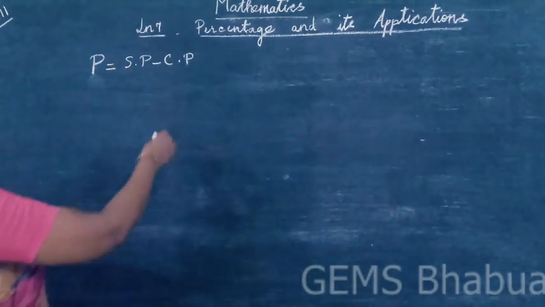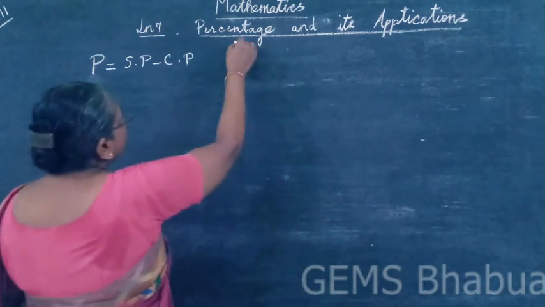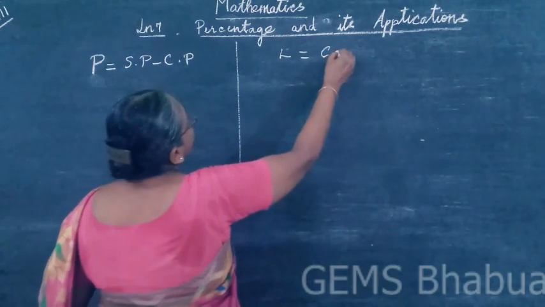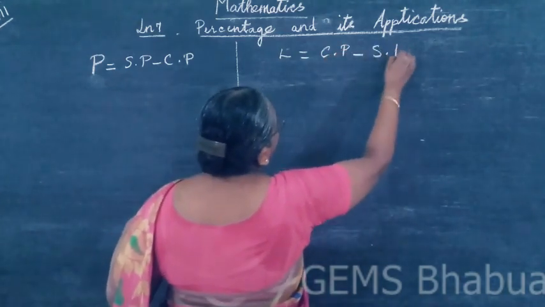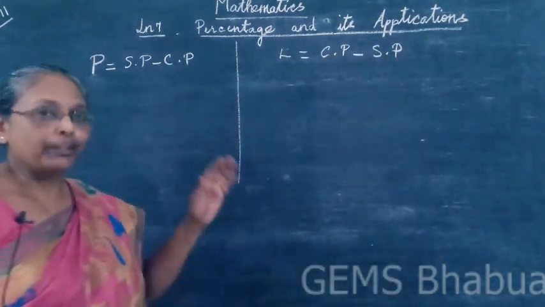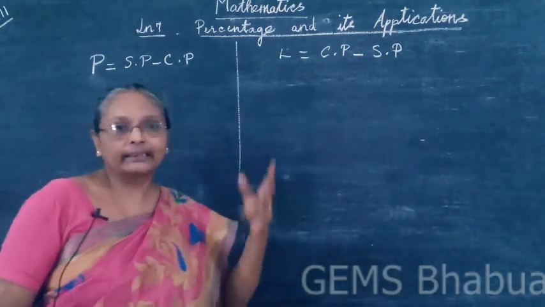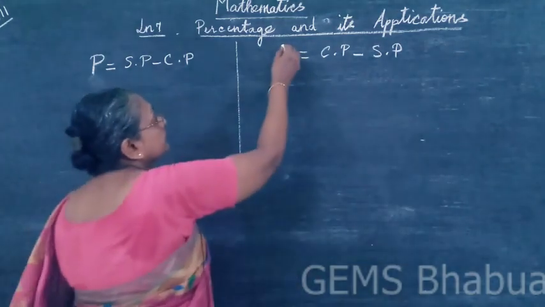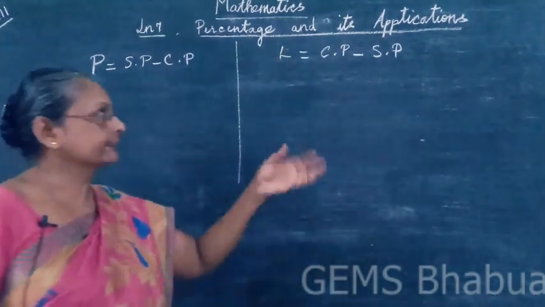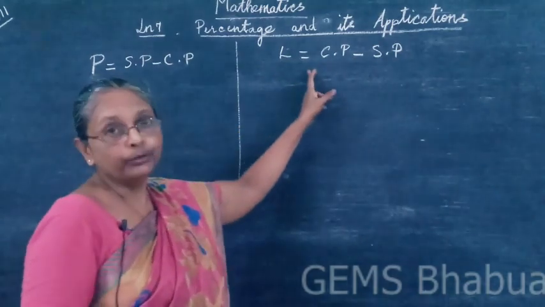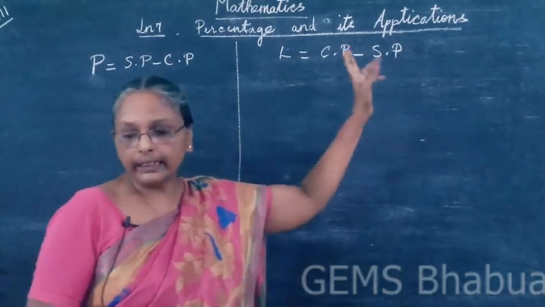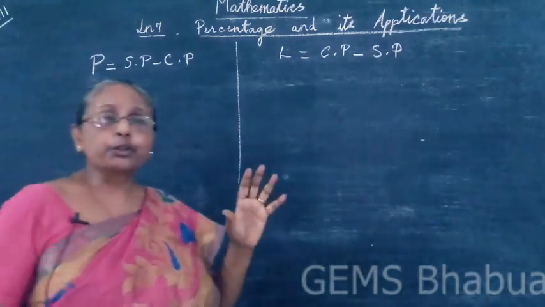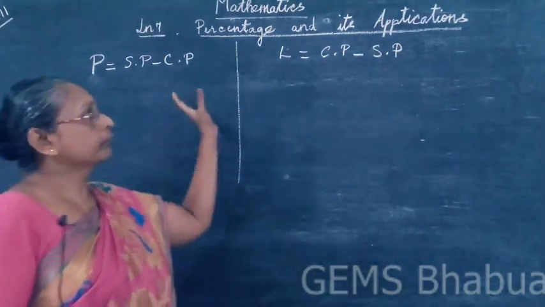In the same way, what is loss? We can find loss is equal to cost price minus selling price, because we know that cost price is more than the selling price in a loss. So, to find the loss in any transaction of buying and selling, loss will be equal to cost price minus selling price. And these are the basic things which you should know in profit and loss.